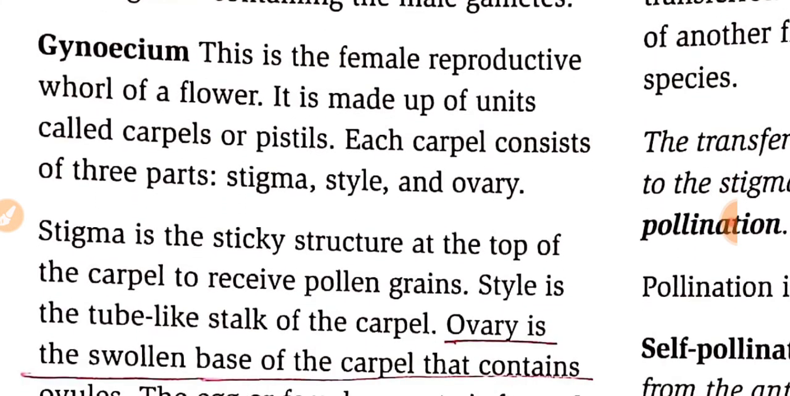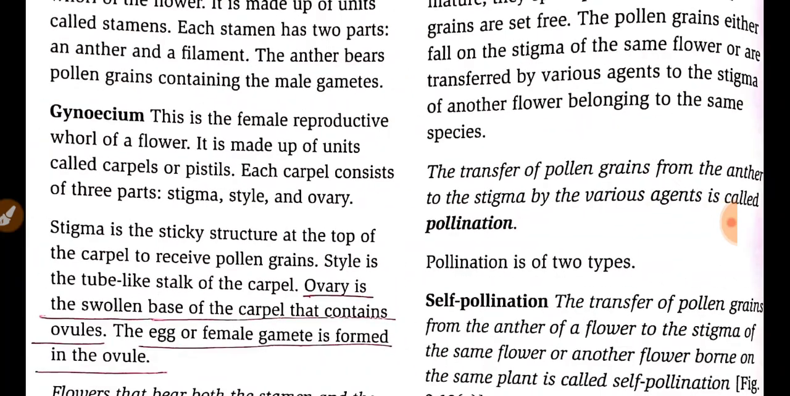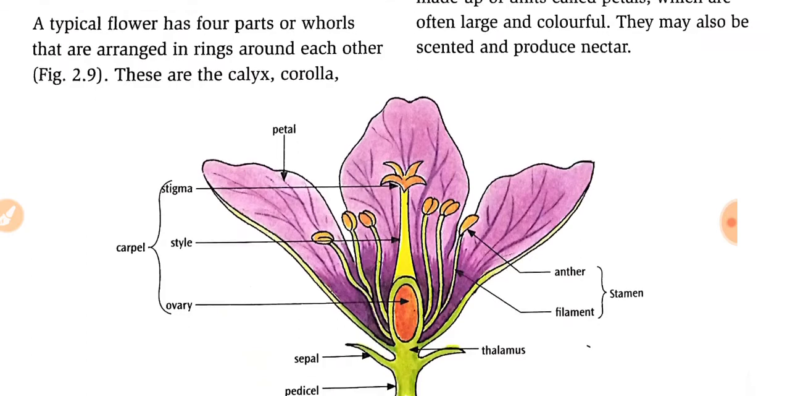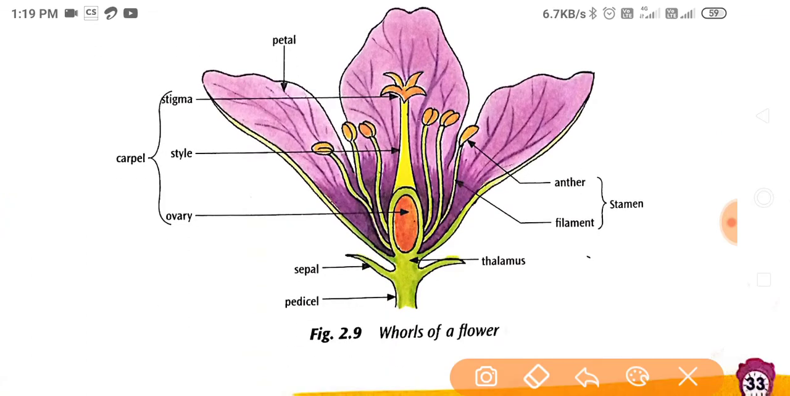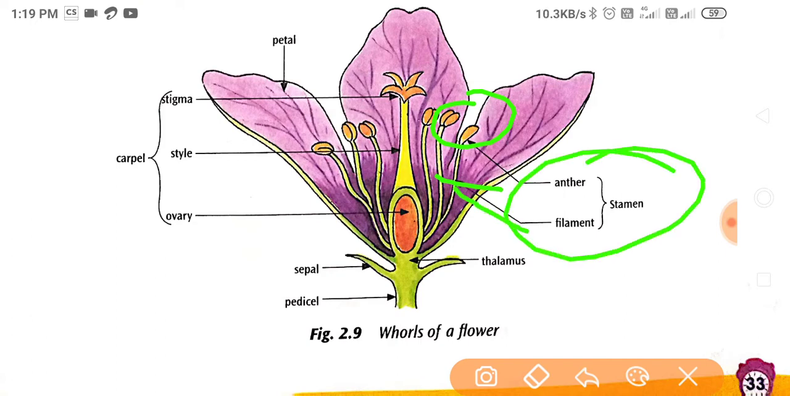Gynoecium. This is the female reproductive whorl of a flower. It is made up of units called carpels or pistils. Each carpel consists of three parts: stigma, style, and ovary. Go to the figure and you can easily see this structure. This is the stamen, and the anther is just above the filament. Stamen has two parts, anther and filament. And this is the carpel. It is divided into three parts: stigma, style, and ovary.